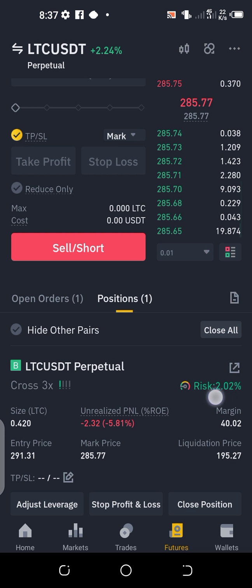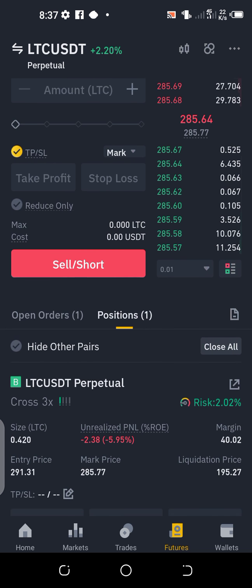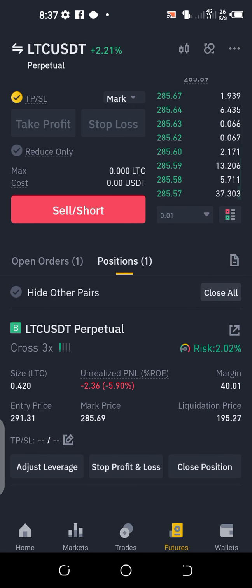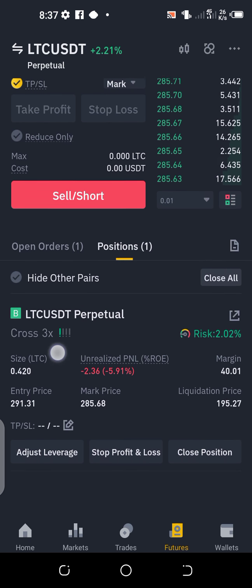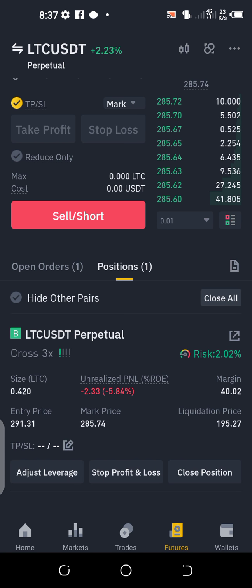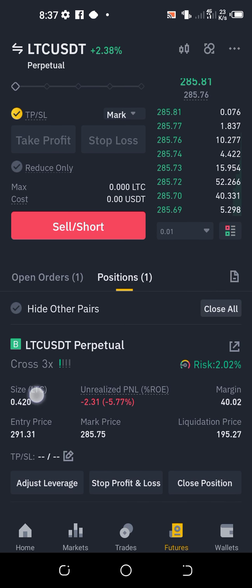You can see this is my margin. My margin is 40. My risk is 2.02%. My leverage is 3 times. My margin type is cross, and you can see the size.